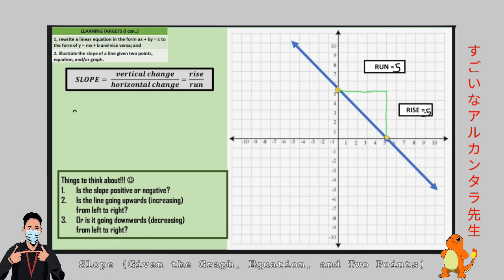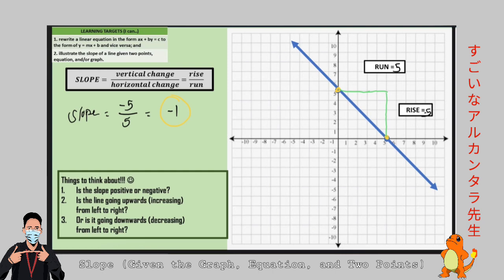So using the formula again for slope, this will be equal to rise over run. So this will be negative 5 divided by 5. And since again, they have different signs, the answer should be negative automatically. So negative 5 divided by 5 is negative 1. That's how you work on it.